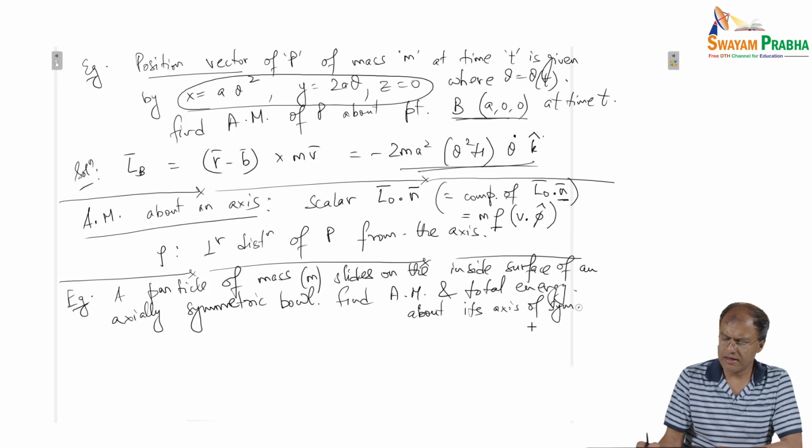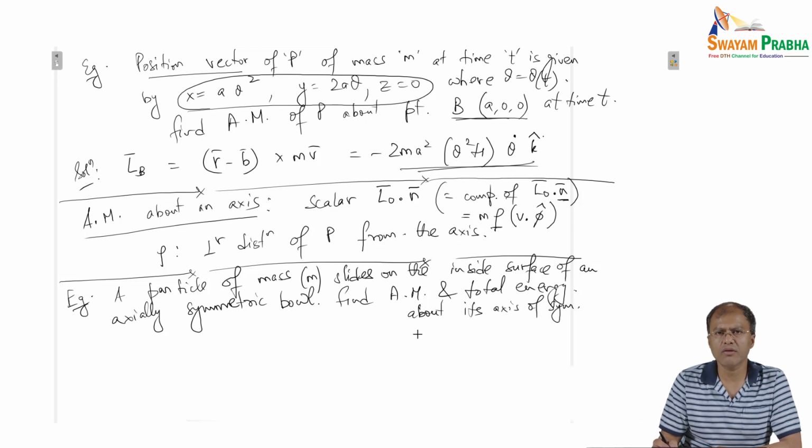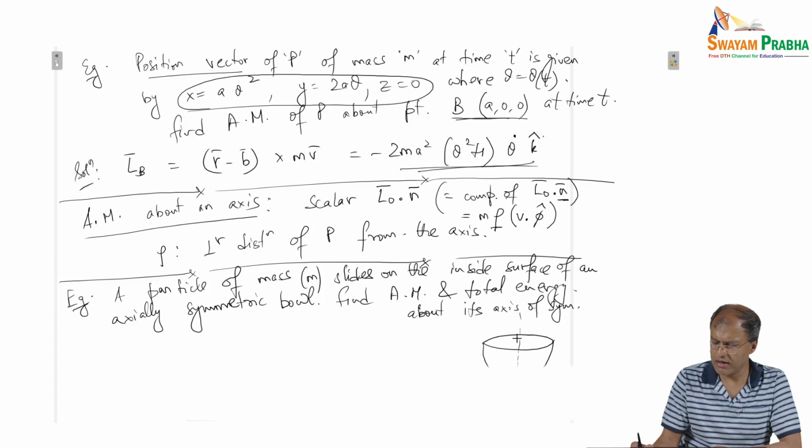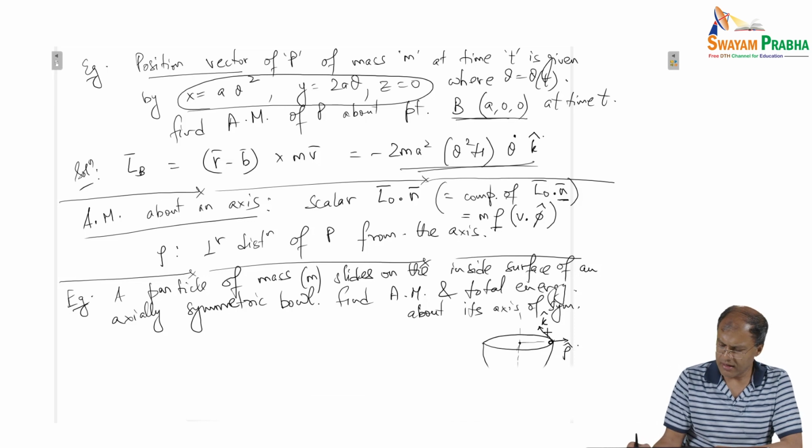With the statement of this problem, I think the diagram should be fairly clear. We are given a hemisphere where the particle is sliding, and the axis of symmetry of the hemisphere passes through this radius of the hemisphere. The axial direction is given by k hat, the radial direction is given by rho hat, and the tangential velocity is given by v phi.